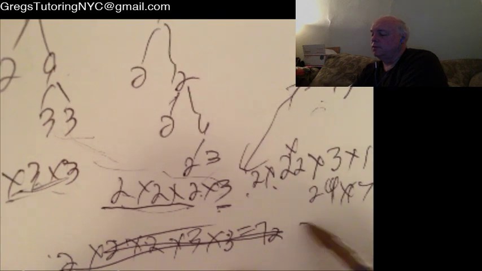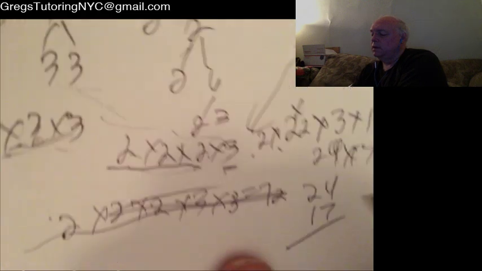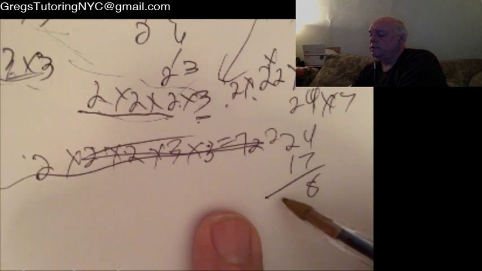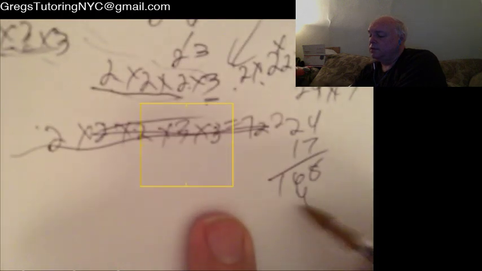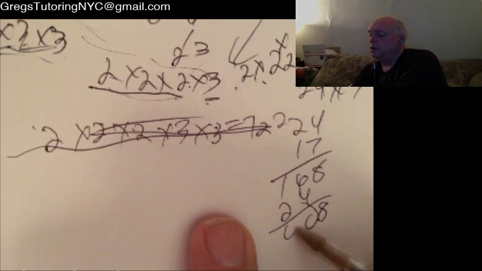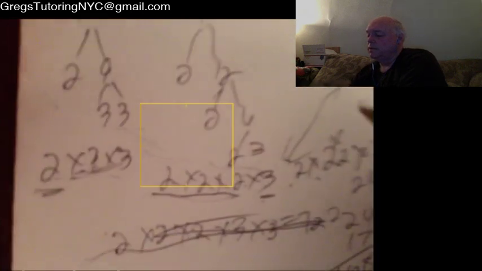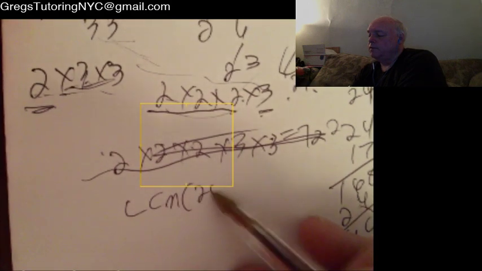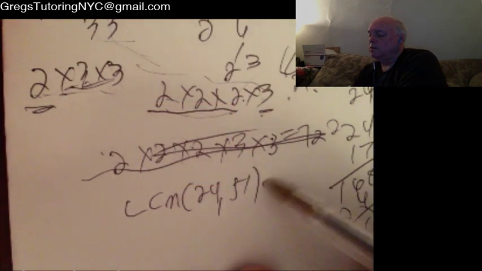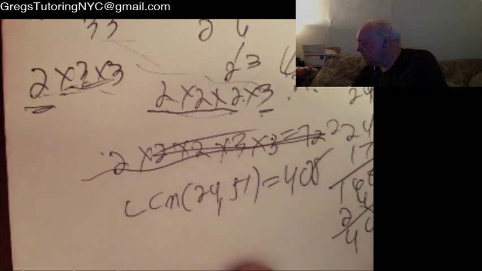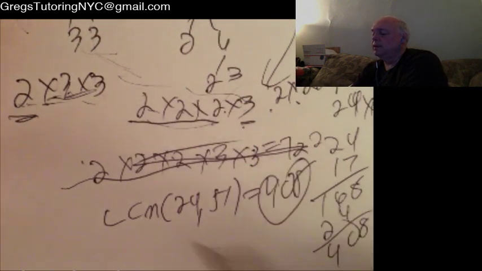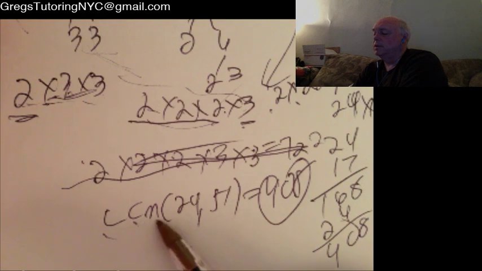If we do 24 times 17, we get 408. So the LCM of 24 and 51 equals 408. Assuming I did that math right. Yes, I have that written in my answer here. All right? So again, we get a nasty number here. The least common multiple. All right?